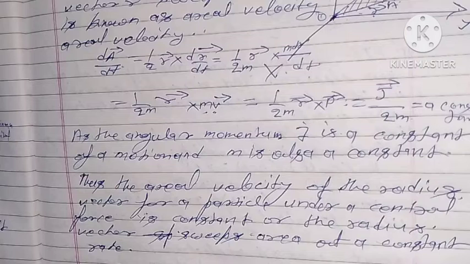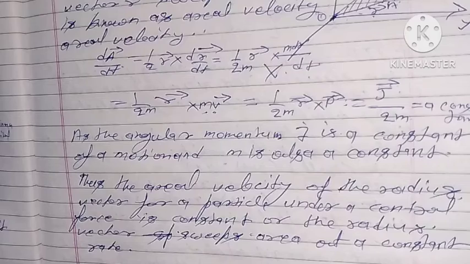Thus the areal velocity of the radius vector for a particle under a central force is constant, or the radius vector shifts area at a constant rate. Okay, thank you.